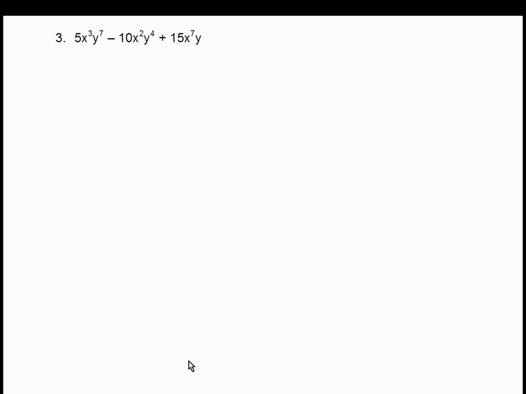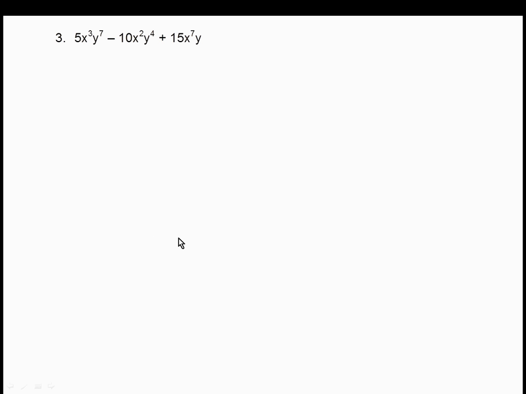Number 3. I've got 5x cubed y to the 7th minus 10x squared y to the 4th plus 15x to the 7th y. Okay, so again, we look at the numbers, 5, 10, and 15, and we look for the largest number that will divide evenly into all three. It's going to be 5.